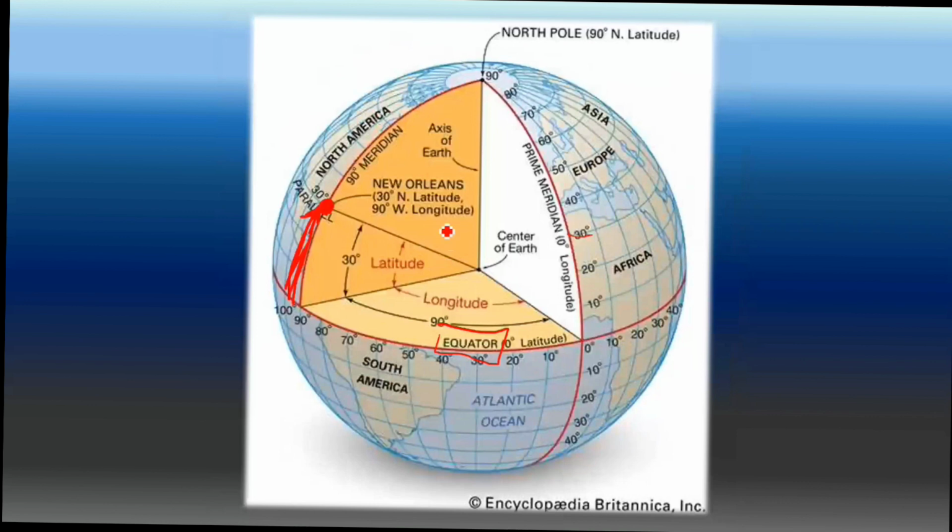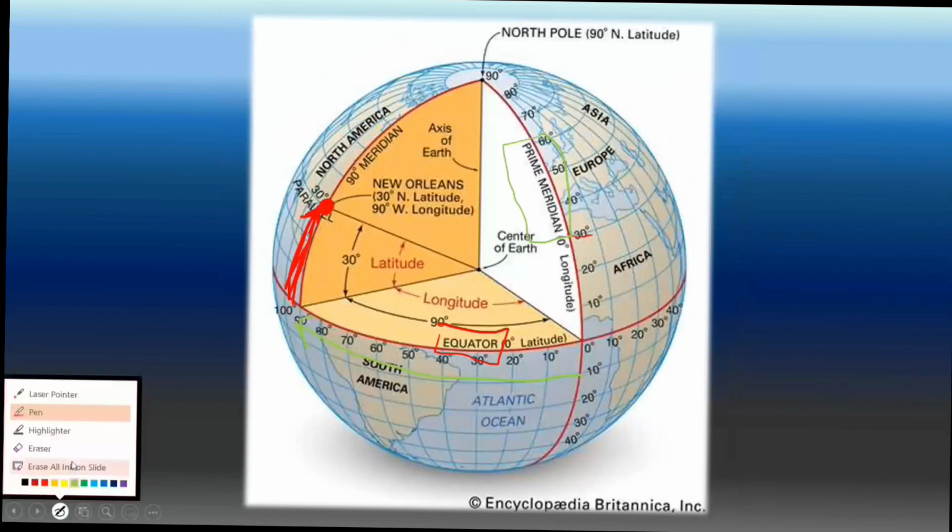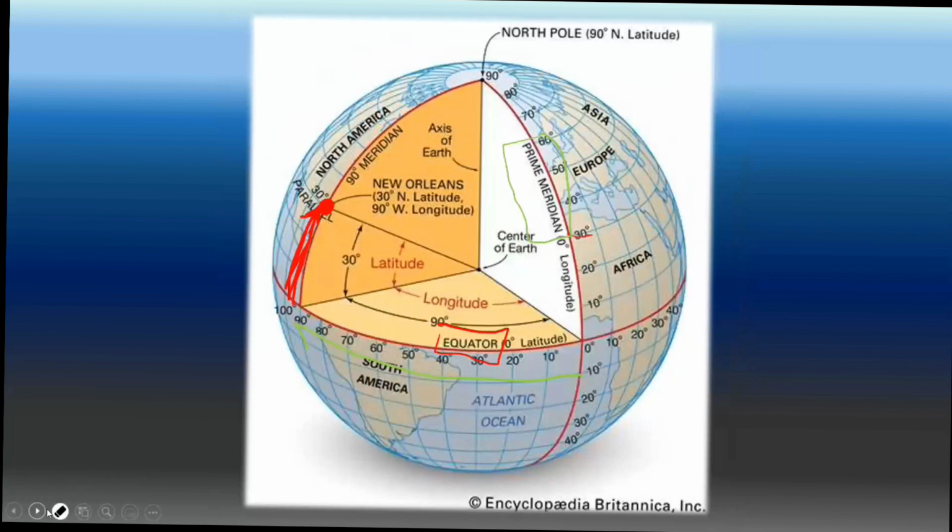Next, for the longitude, remember you need to locate the prime meridian. The prime meridian is here. From the prime meridian towards the meridian that passes through New Orleans, you can see that this angle is 90 degrees. From the prime meridian going to the west, so you put west. That is 90 degrees west for the longitude.